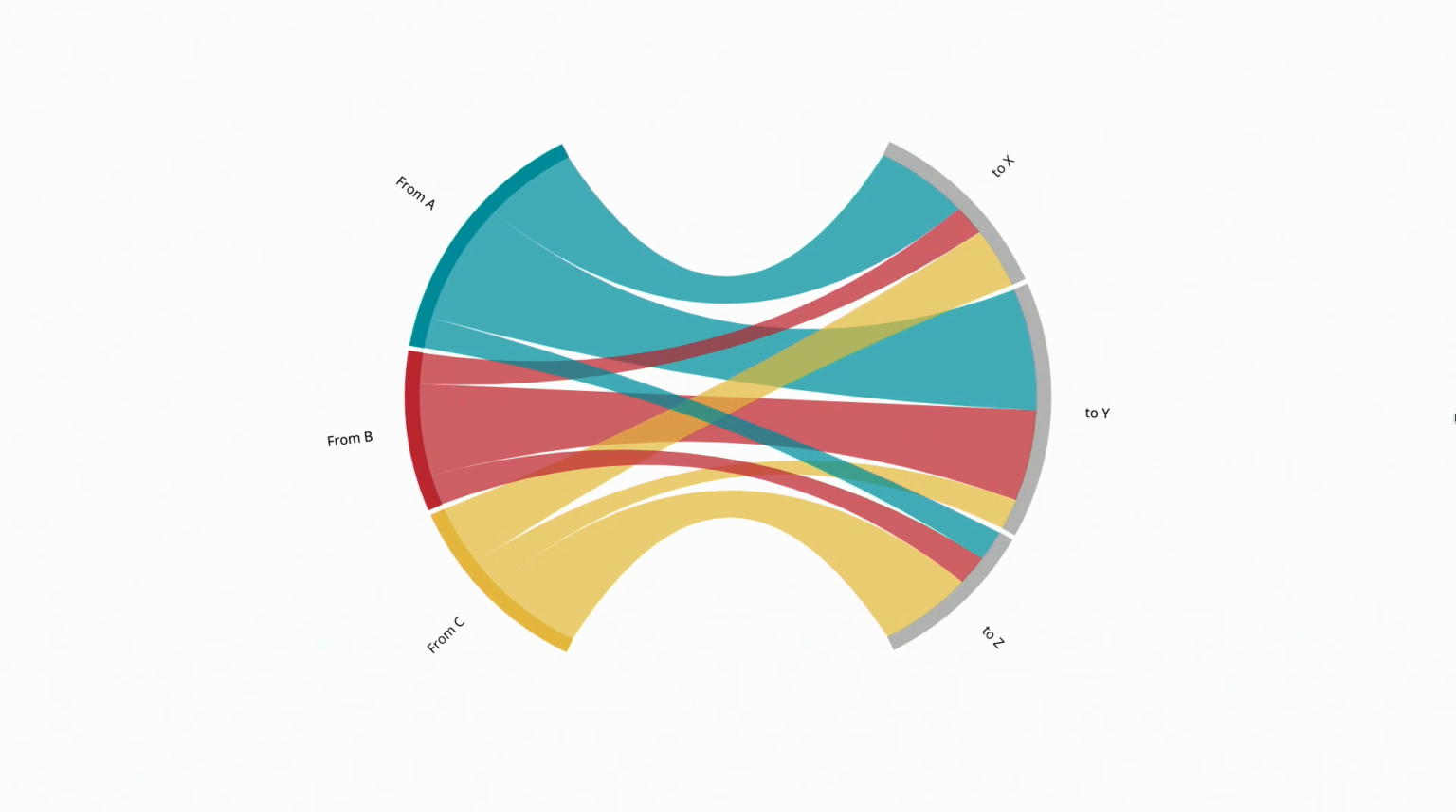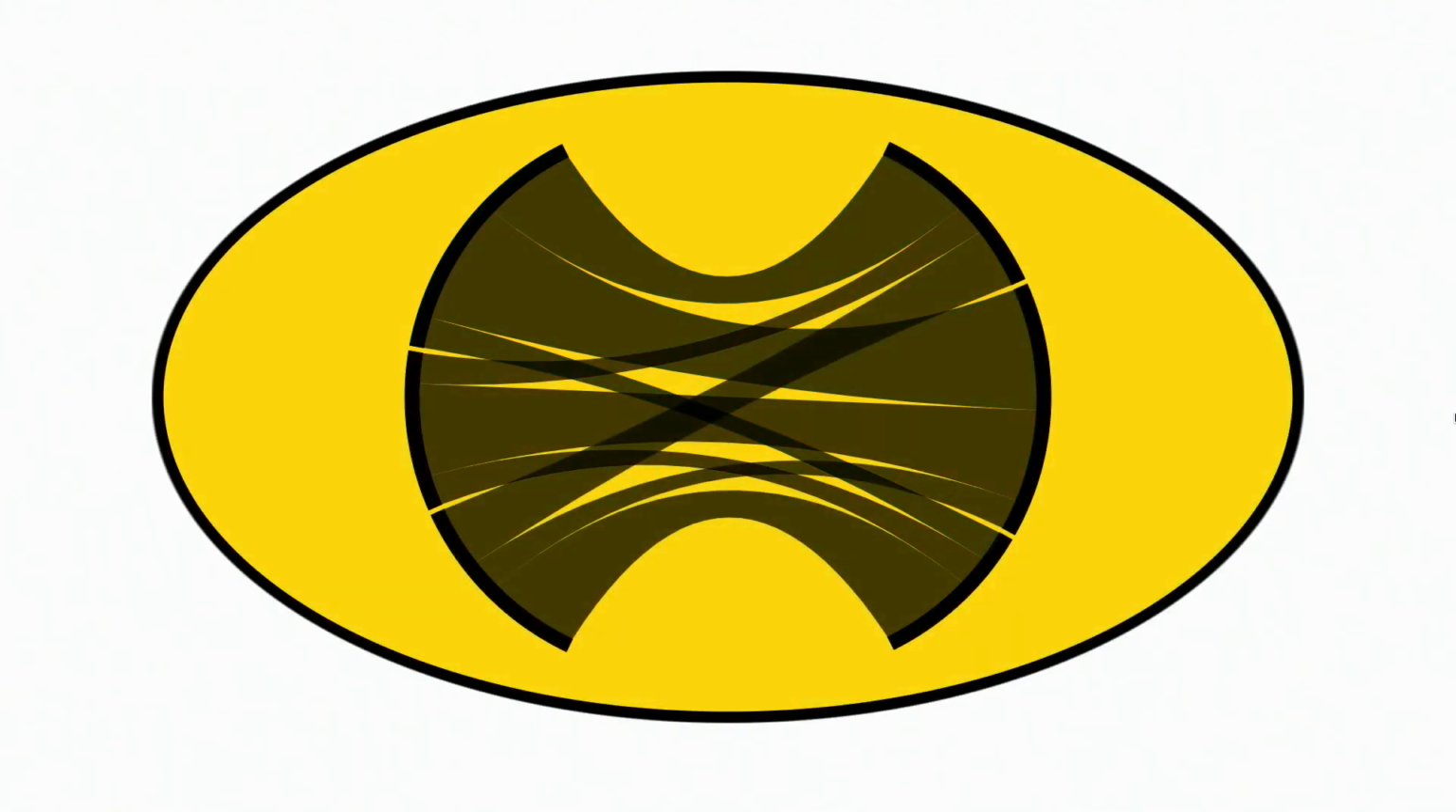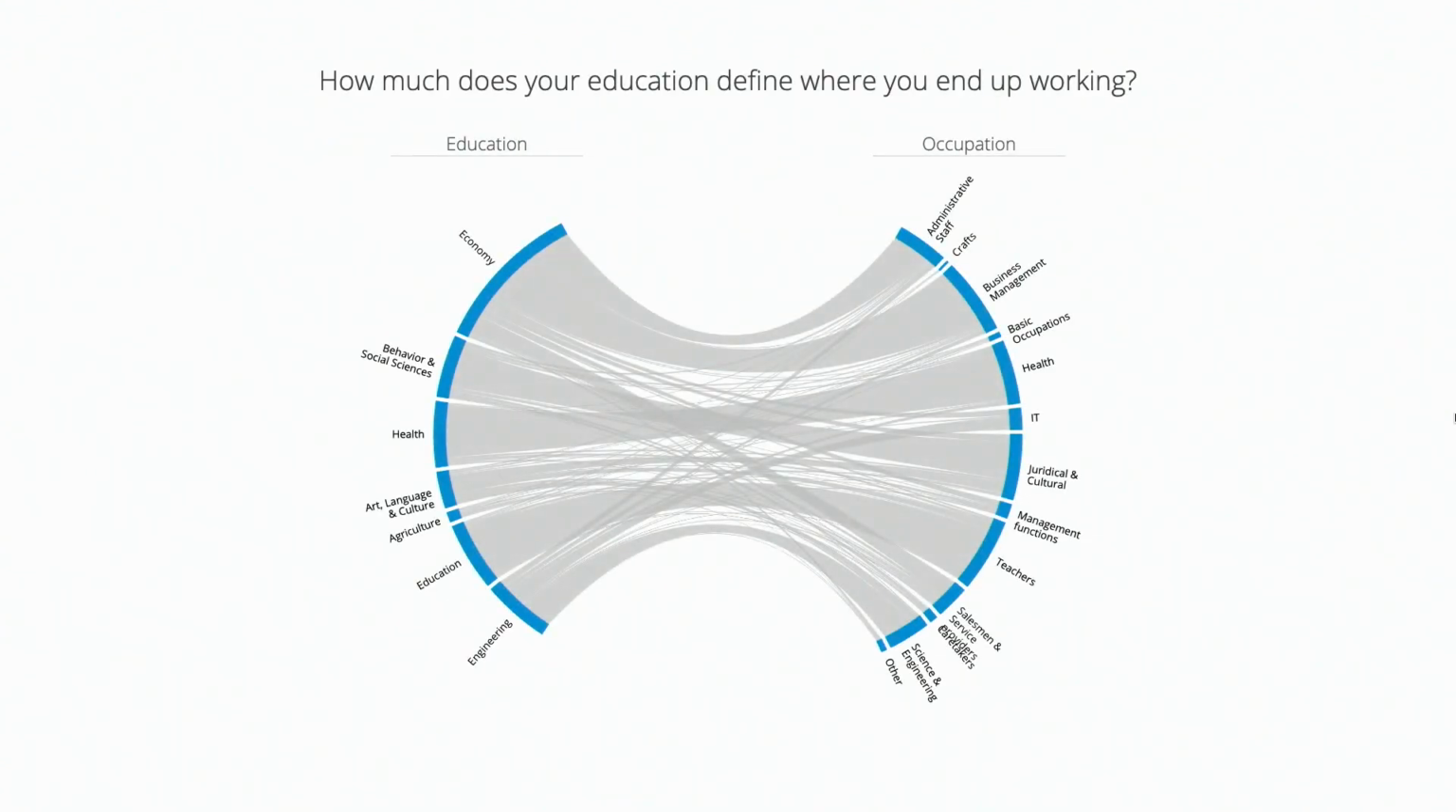I called it the stretched chord diagram because I am really bad with names. And then thankfully people on Twitter started calling it the bat plot. So you can create your bat plot. Here is the actual final example, where education's on the left and occupation's on the right. But to make this flow from left to right a little bit more obvious, I filled the chords with an animated gradient. I made it really subtle though.